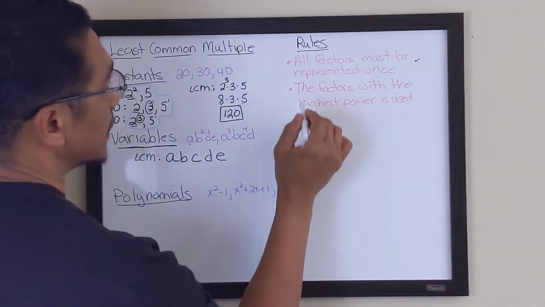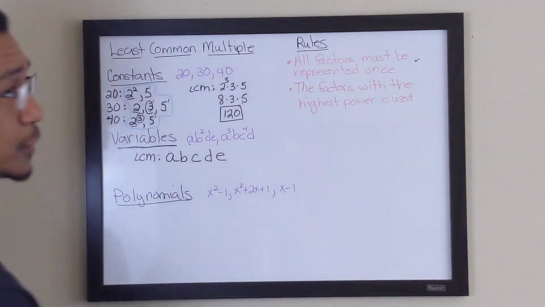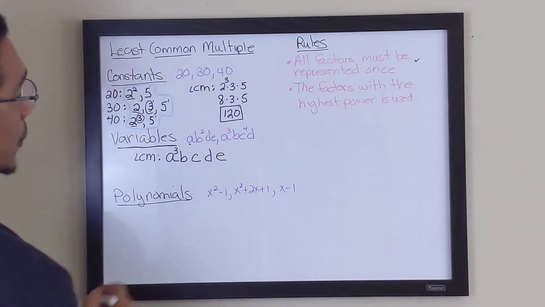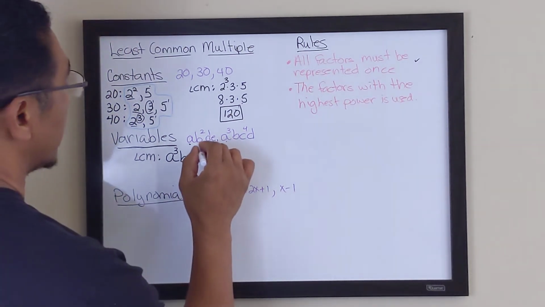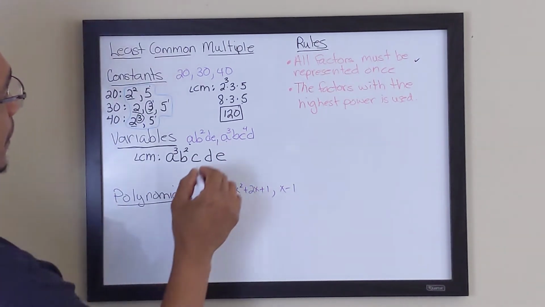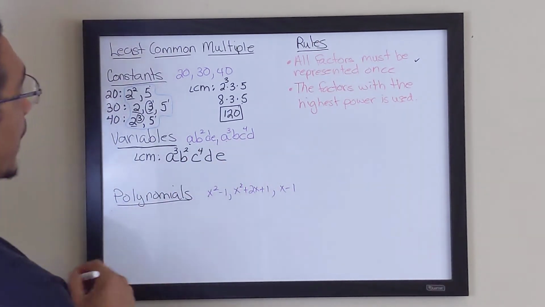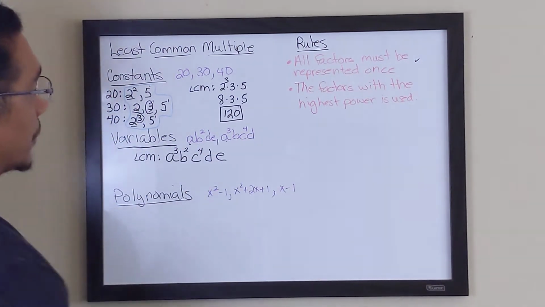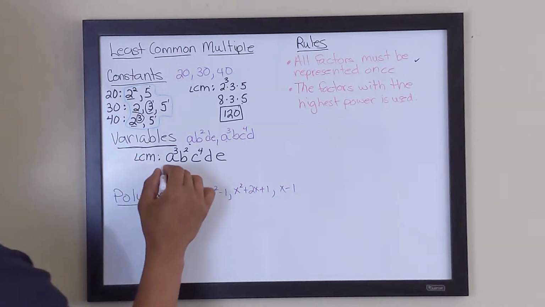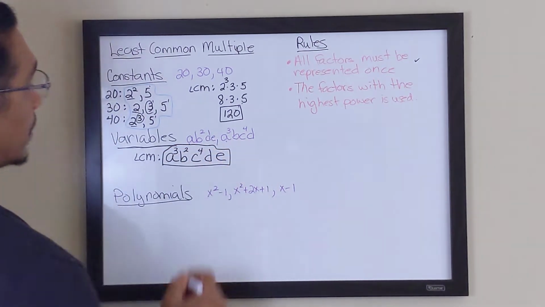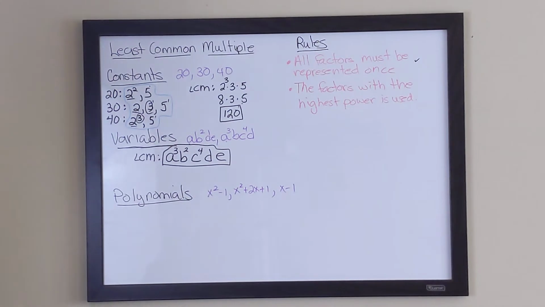The second rule is that the factors with the highest power are what we're going to use for our least common multiple. So we've got an A and an A cubed. We're going to use the A cubed there. Then we've got a B, a B squared, and a B. We're going to use the B squared. We've got a C to the fourth power. There's no C here, so that's what we're going to use. Then we've got a D and a D and an E, both of those have a power of 1. So for variables, the least common multiple is going to be A cubed, B squared, C to the fourth, D, and E. Just that simple.